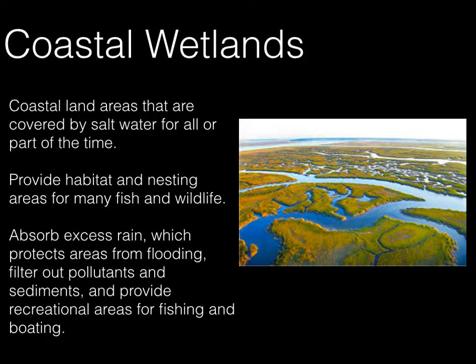They provide habitat and nesting areas for many fish and wildlife, just like the freshwater wetlands. They absorb extra rain, which protects areas from flooding. They also filter out pollutants and sediments and provide recreational areas, like fishing and boating and any of those recreational activities that occur near an ocean site. So they're very similar to our freshwater wetlands. The one difference is these are going to be saltwater wetlands, and they're going to be located in coastal regions.